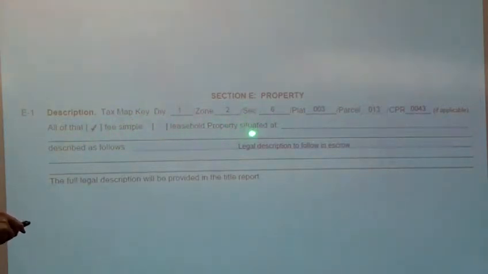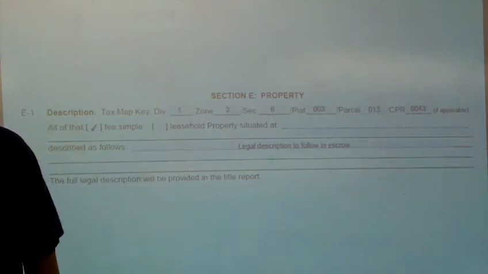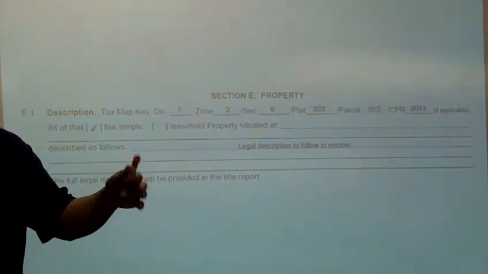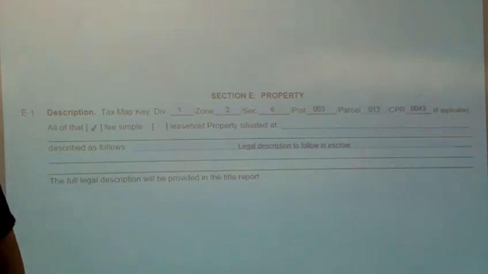And in this case, the property is situated at, and you just need to put in the address of the property. It doesn't have to be a legal description, just the property address is sufficient. Described as follows, and the follows will be a 3-bedroom, 2-bath house with an attached carport. Okay? If you want, you can go into a little more detail, but it's not necessary. You can say a 3-bedroom, 2-bath house that's 1,900 square feet with 5,000 square feet of land, but it's not necessary.